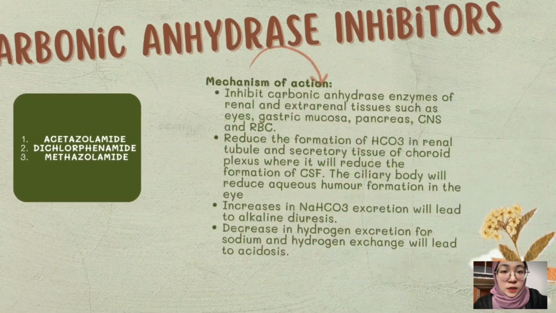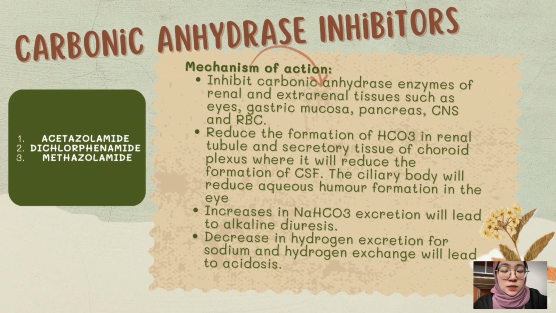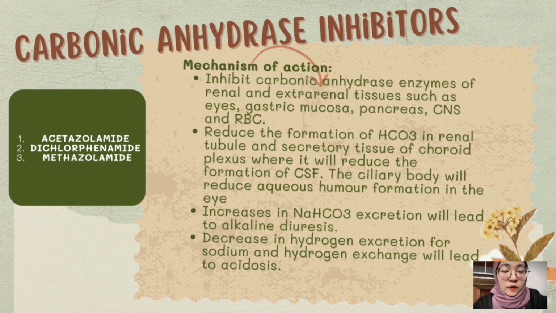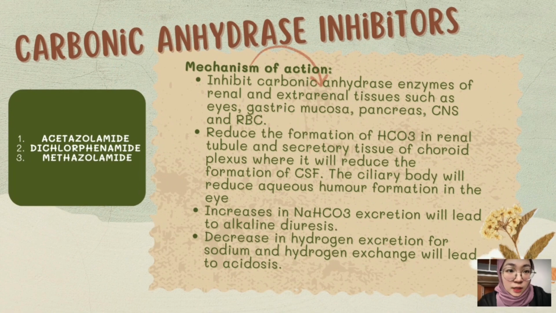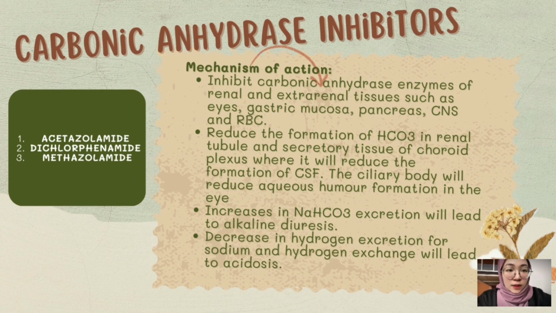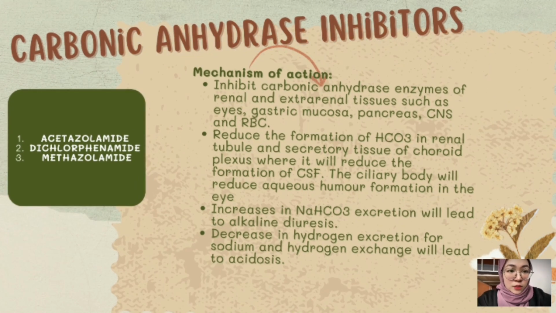The examples of the carbonic anhydrase inhibitors are acetazolamide, dichlorphenamide, and methazolamide. Next, we move to the mechanism of action. It inhibits the carbonic anhydrase enzyme of renal and extrarenal tissue, for instance, eyes, gastric mucosa, CNS, red blood cells, and pancreas.